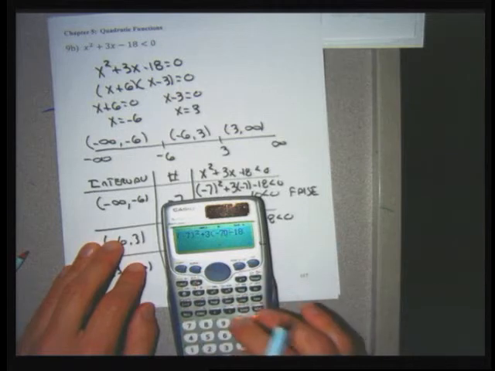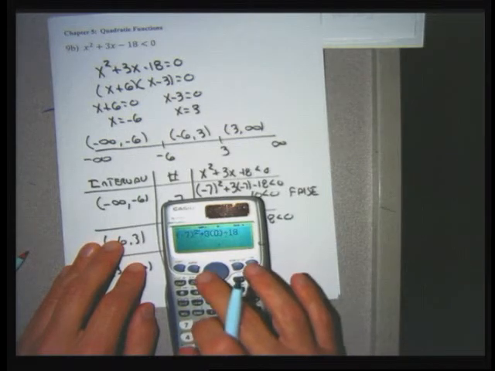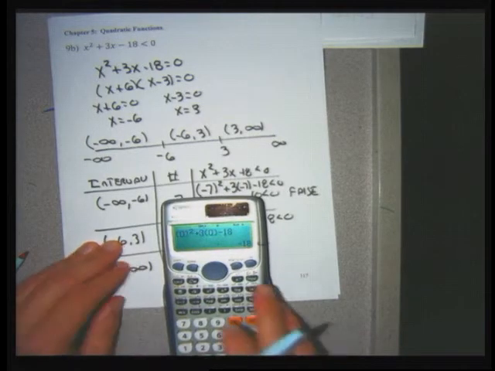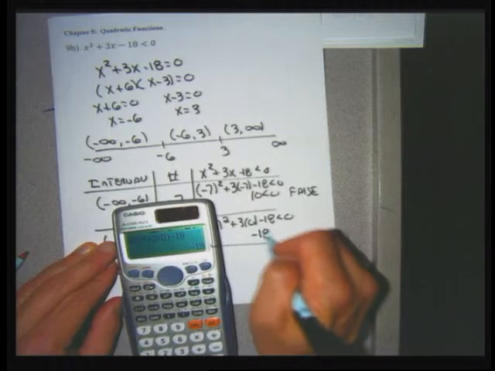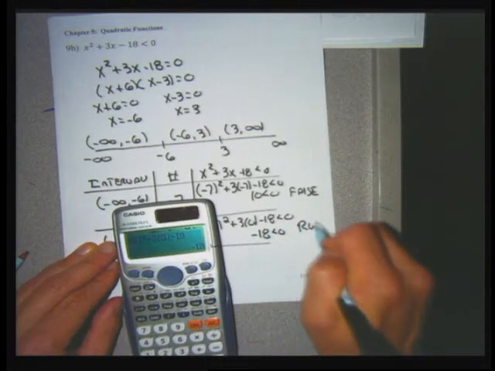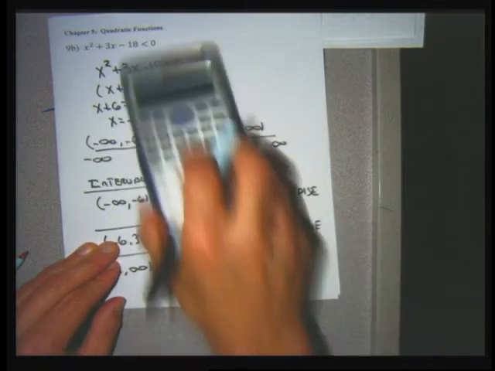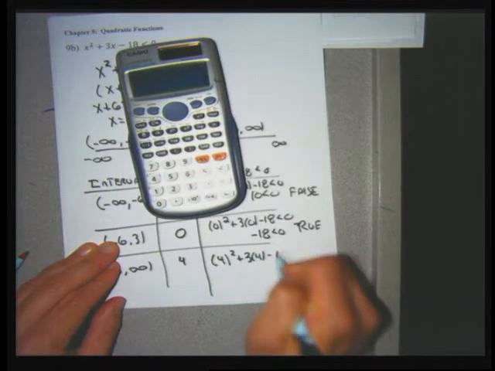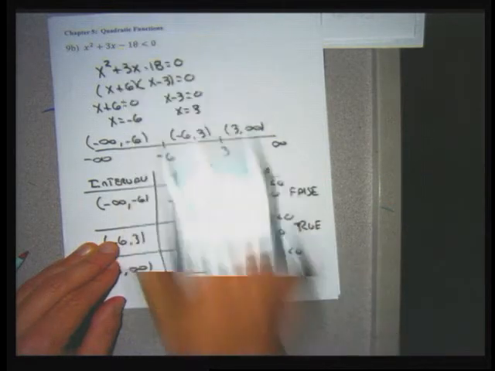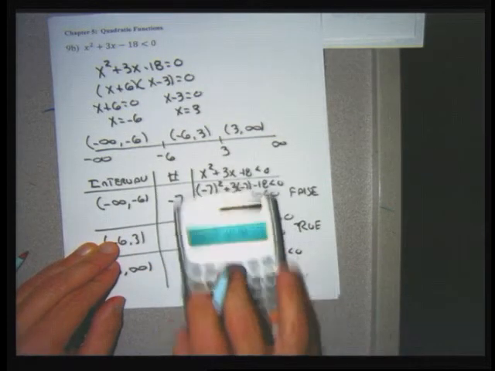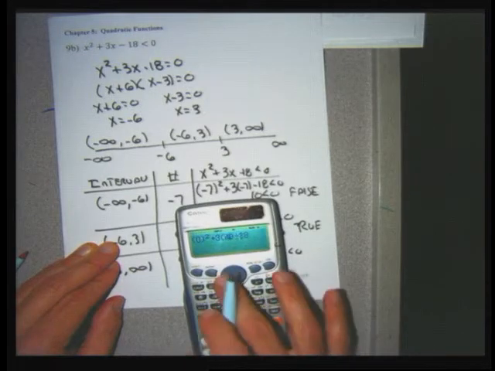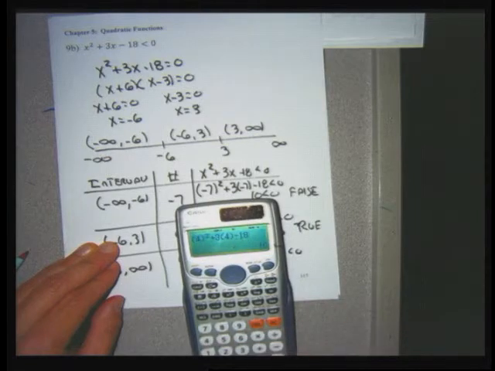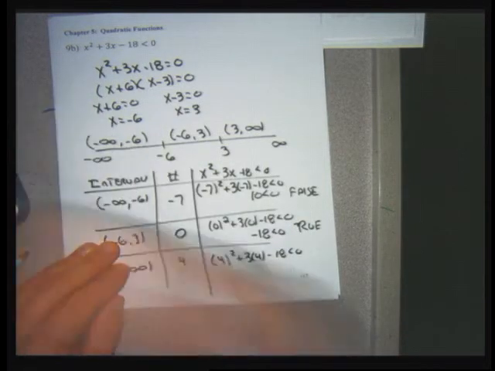So I'm going to change these minus 7's to 0's and do that, and I get minus 18 is smaller than 0, and it certainly is smaller than 0, so I'll put a true. And then the last one I do is 4 squared plus 3 times 4 minus 18 is less than 0. So I go back into this calculation, delete the zeros, change them to a 4, and I get 10 is less than 0, and that's false.